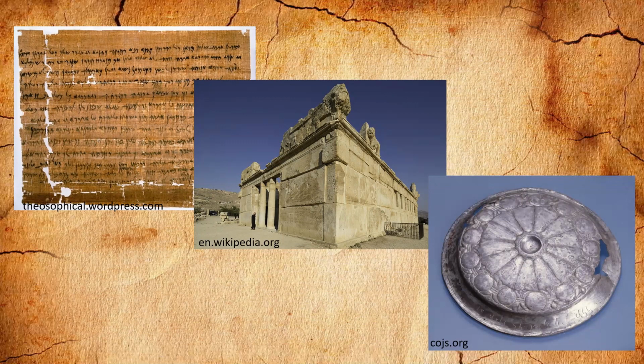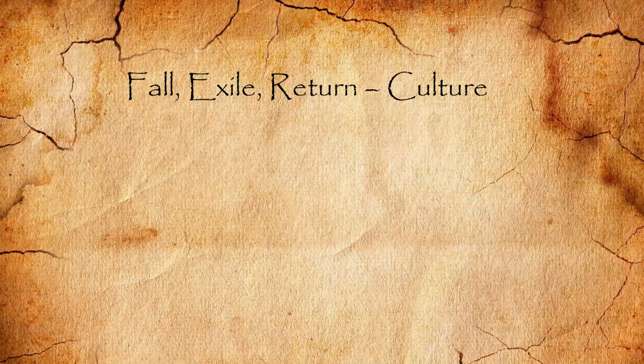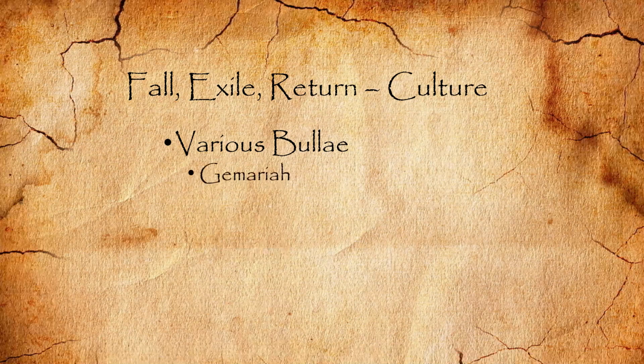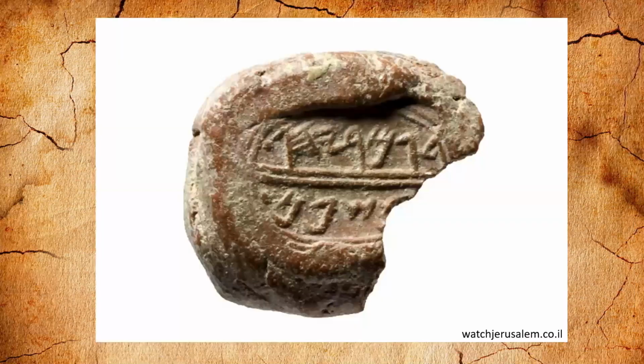So let's transition from synchronisms in history to culture, and let's look at some more bullae. We have several here that we can take a look at. We have the bullae of Gamaliel, Yehukal, and Gedaliah. So we'll look at them each in turn.